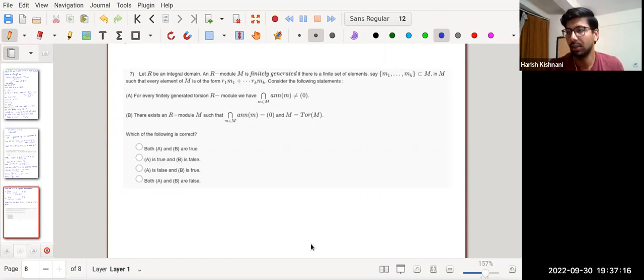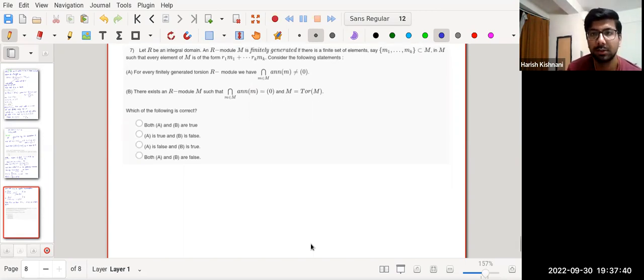So I will just give you some idea about the torsion module M and the annihilator of M. I hope you have already seen this definition, but if not, then I will recall the definition for you, and then you can understand the question well. So let's move to the solution part.